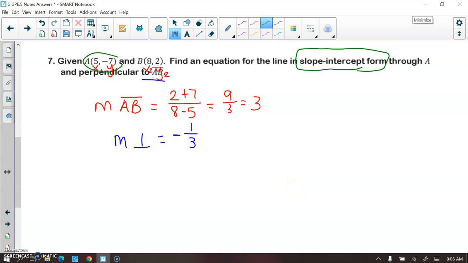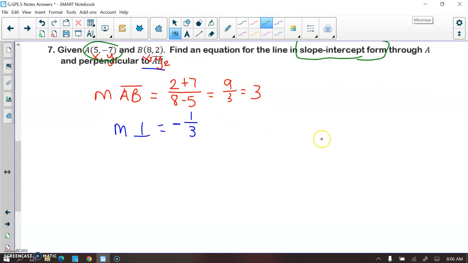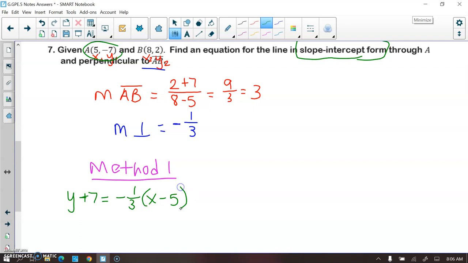So you can write it in point slope form and then convert it into slope intercept form, or you can use slope intercept form right away. Remember, there's always 2 methods for these types of problems. Just because we have time in this video, I'm going to remind you of both methods. So method 1 would be, I'm going to write my equation in point slope form. So y minus a -7 is really a +7 is equal to -1/3 times x minus 5.